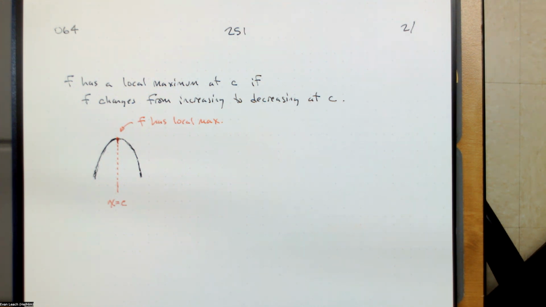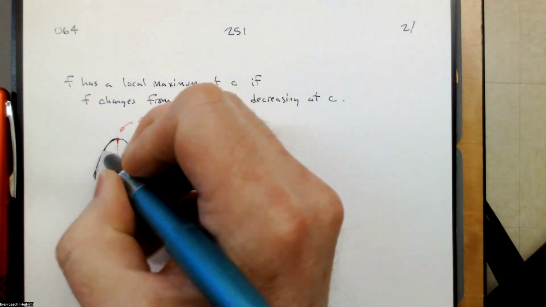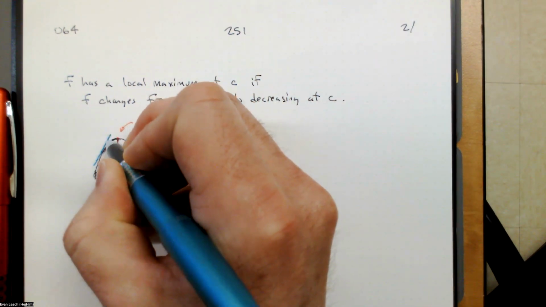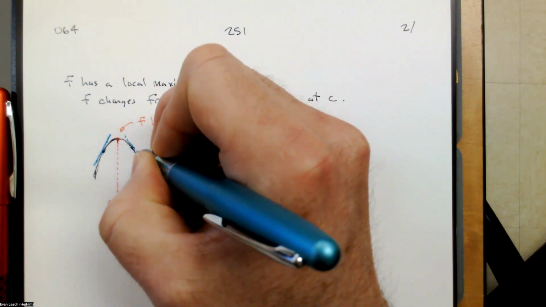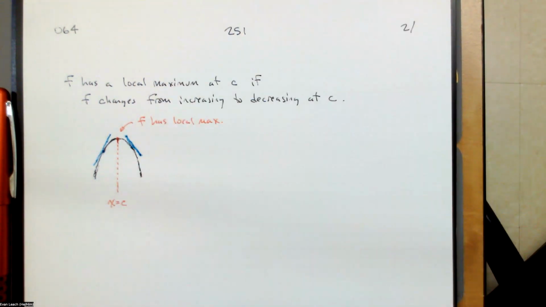So F is changing from increasing to decreasing at C. What that means for the derivative is that the derivative will be changing from positive to negative. When a function is increasing, the first derivative is positive. When a function is decreasing, the first derivative is negative. So when a function changes from increasing to decreasing, the derivative is changing from positive to negative.